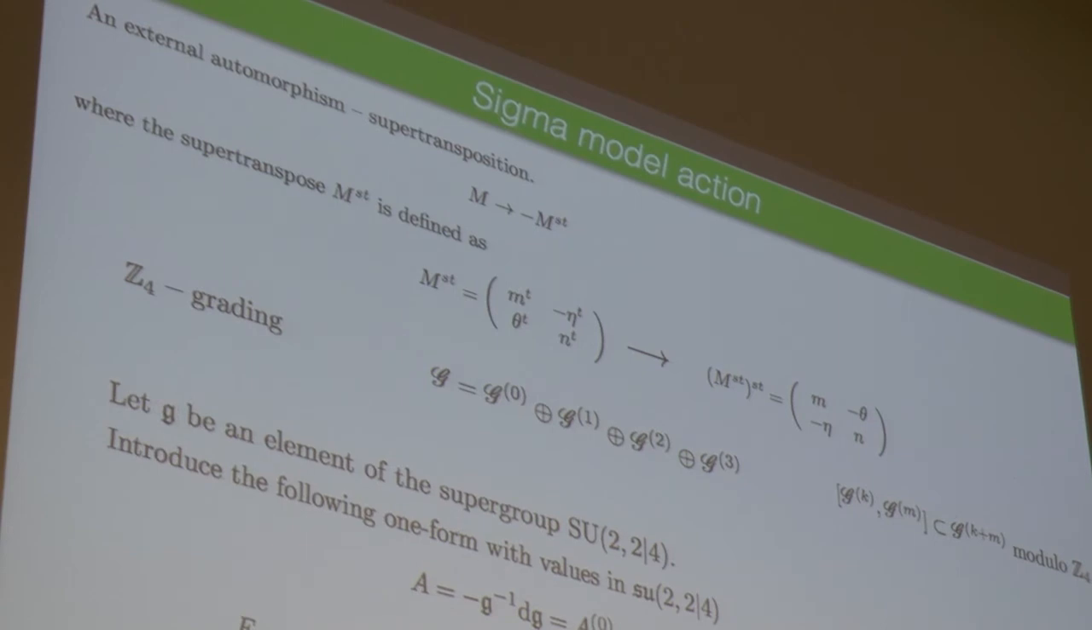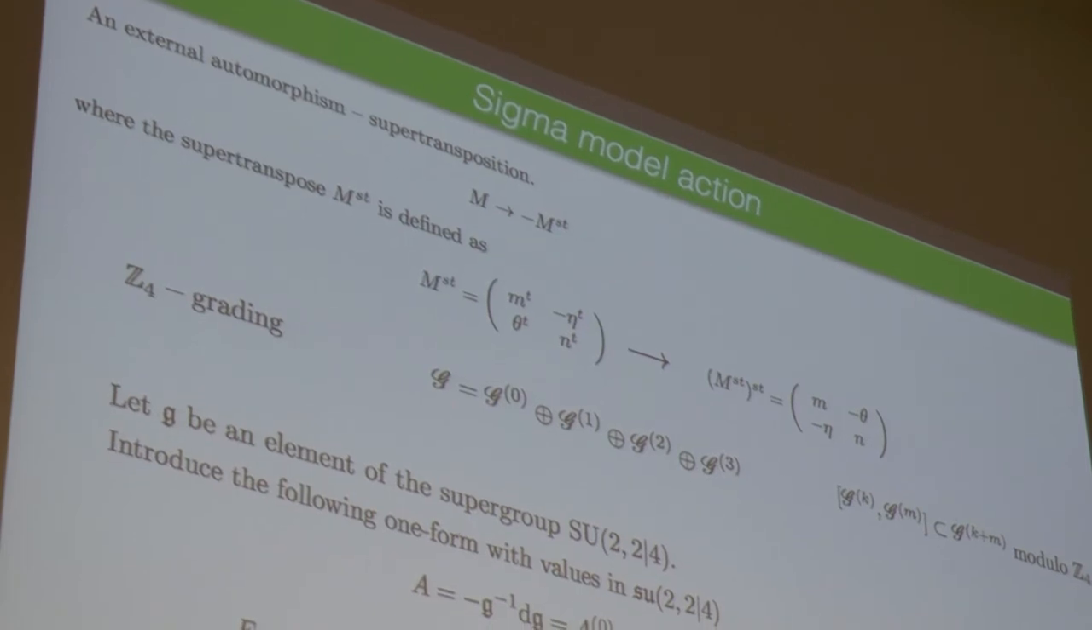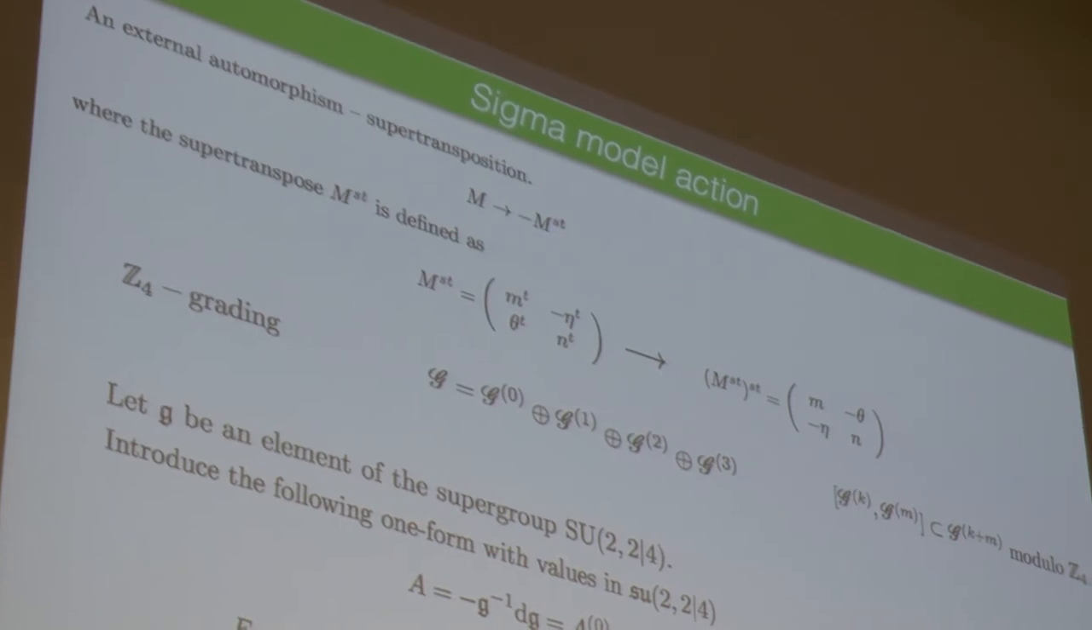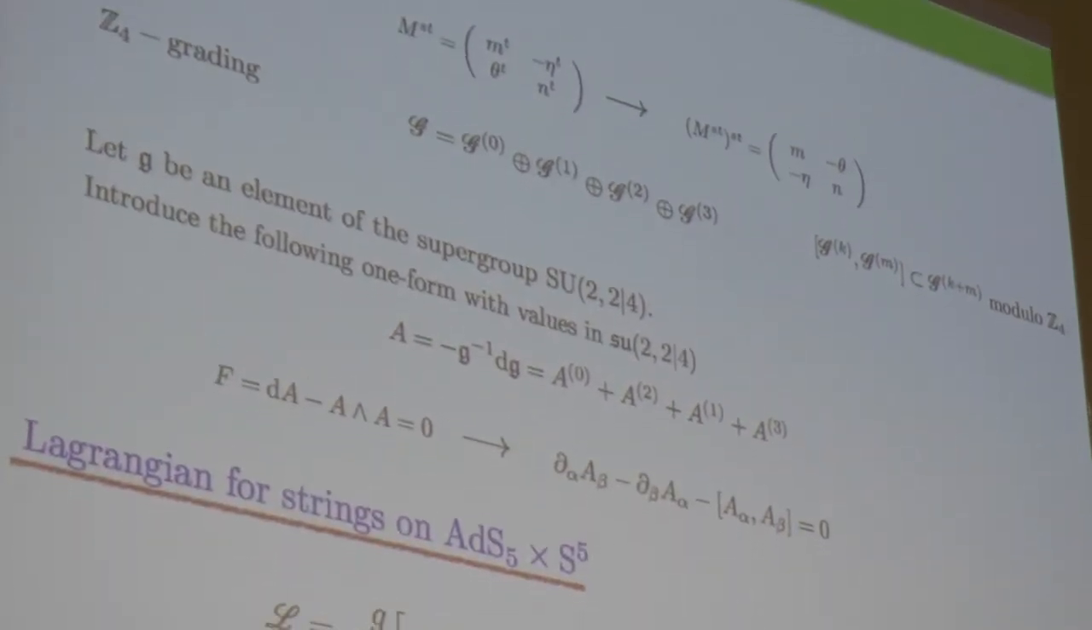Basically this external automorphism, which is supertransposition, allows us to decompose your Lie superalgebra, which in our case is PSU(2,2|4), into the sum of graded spaces. Every space in this decomposition is an eigenspace of this external automorphism with an eigenvalue being a power of the fourth root of unity. Graded decomposition means precisely that the commutator of elements from the spaces J_k and J_m produces an element which lives in the space J_{k+m}.